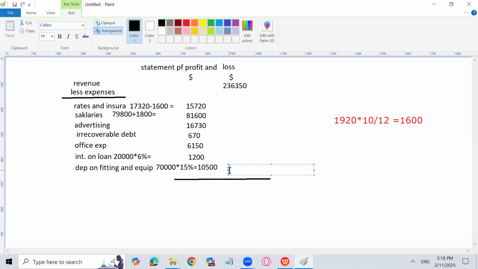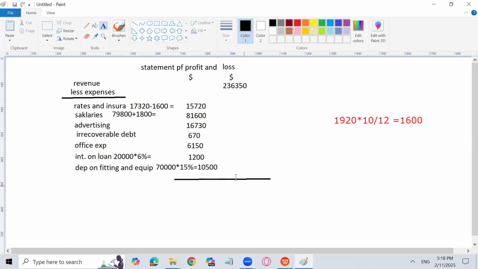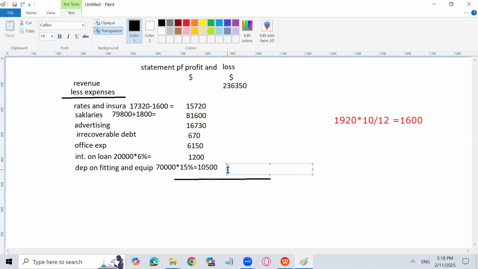So what is the total amount of expenses? Please, what is the total amount of expenses? Yes. Total of expenses you will find and tell me. Then there is going to be the profit for the year.